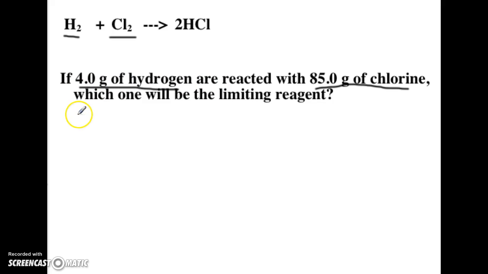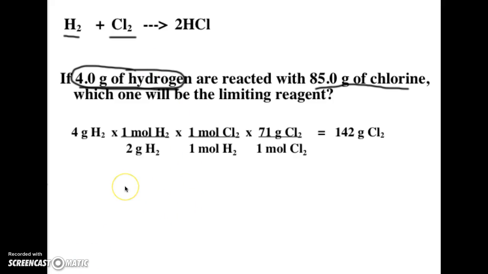Now, what we have to do is pick either one of these reactants and go 3-step mass to mass to figure out the mass of the other reactant that we need. It doesn't matter which reactant that you pick. I'm going to pick the 4 grams of hydrogen, and I'm going to go with 3 steps to figure out grams of chlorine that are needed to react with that. This is what that calculation looks like. You start with the 4 grams of hydrogen.